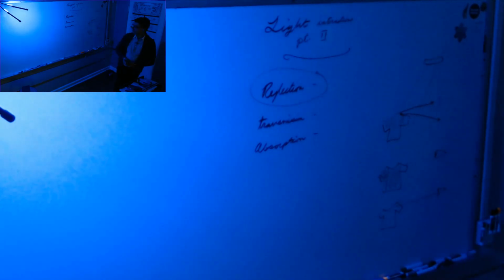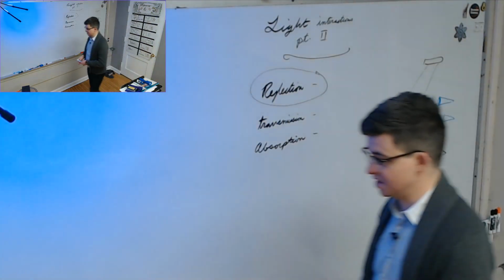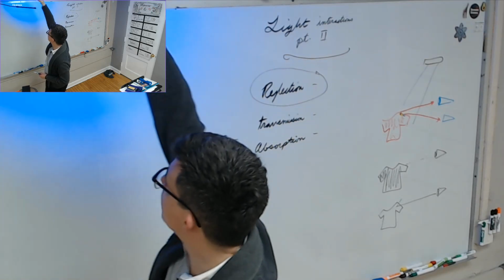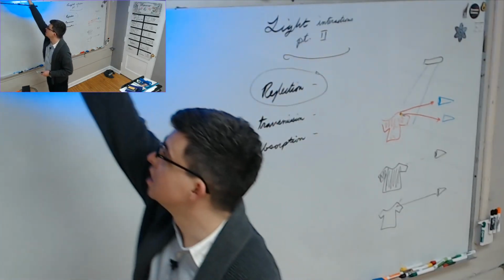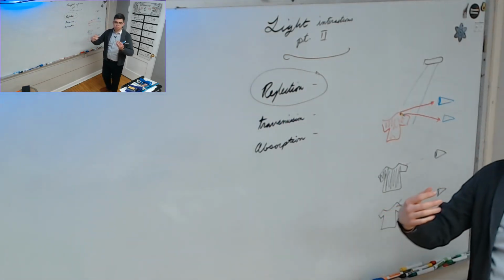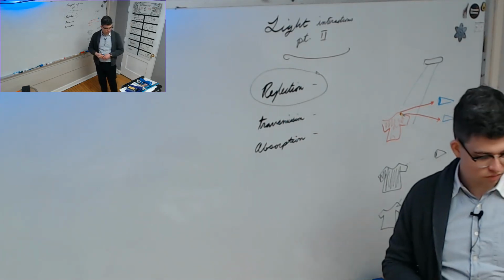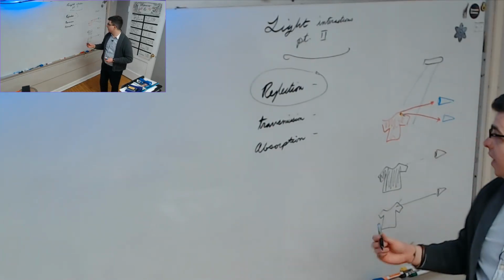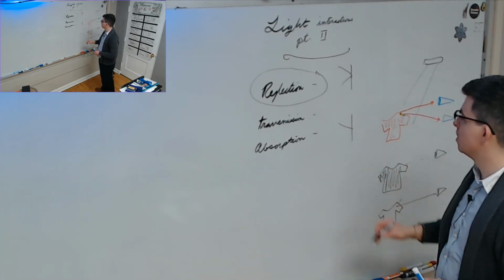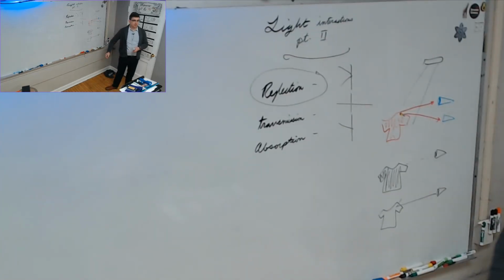Okay. So we've talked about both reflection and absorption. Reflection is when the light bounces back, and absorption is when the light is absorbed into the material. So what is transmission then? If reflection is like this, and absorption is like this, what is transmission like? It goes all the way through. Yeah, it's transmitting the light.